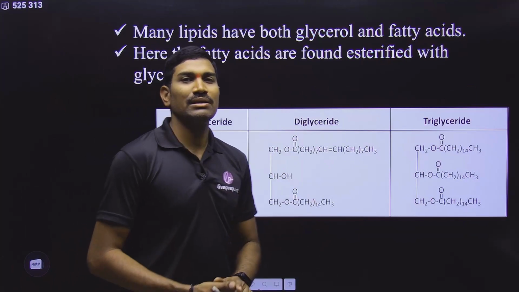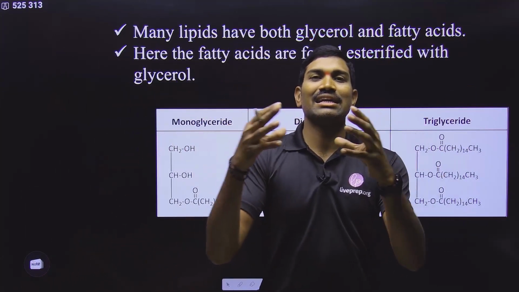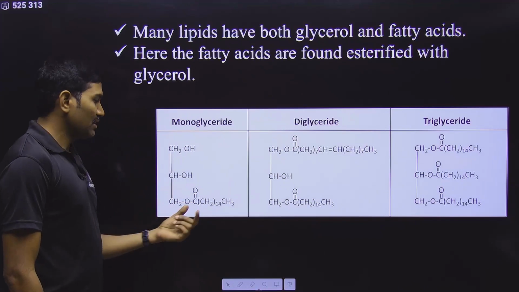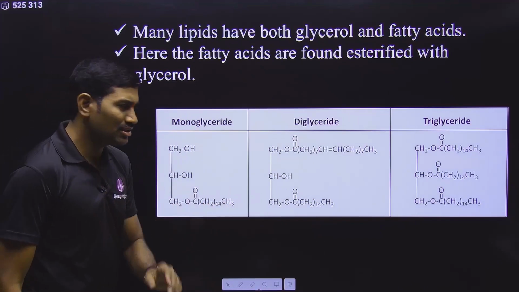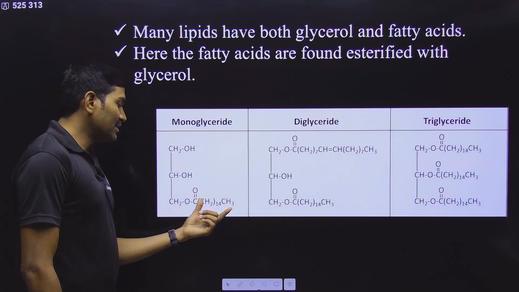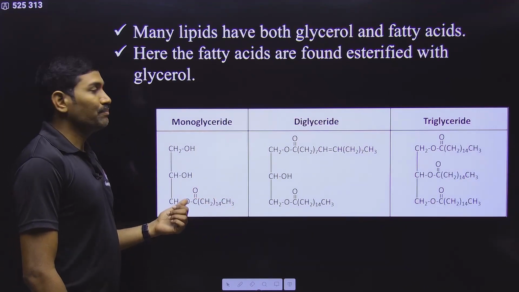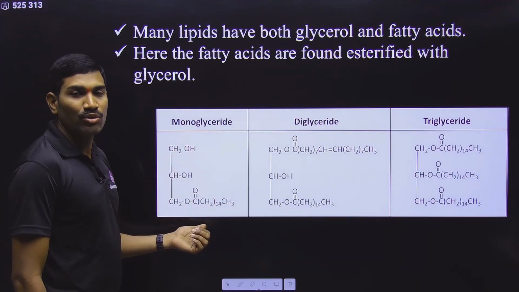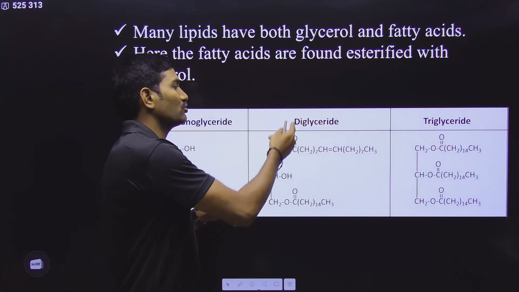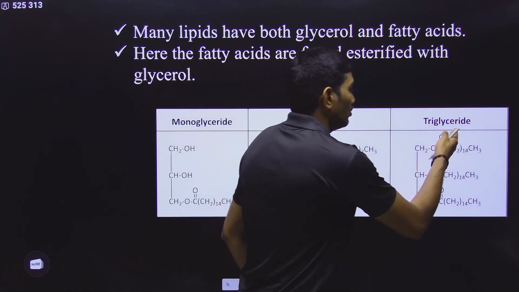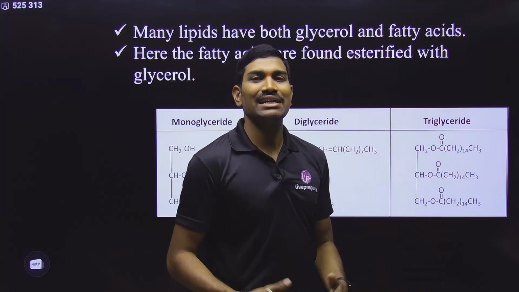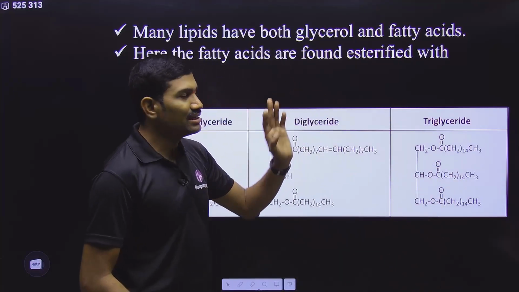But generally what we observe is that fatty acid and glycerol are interlinked with each other. So this is the glycerol, and this is the fatty acid. Any fatty acid, any random example you can take. Here also 3 carbons are there. If only one fatty acid is attached, it is called a monoglyceride. If 2 fatty acids are attached to the glycerol, it is called a diglyceride. If 3 fatty acids are attached to all the 3 carbons, it is called a triglyceride. So these are also considered lipids.